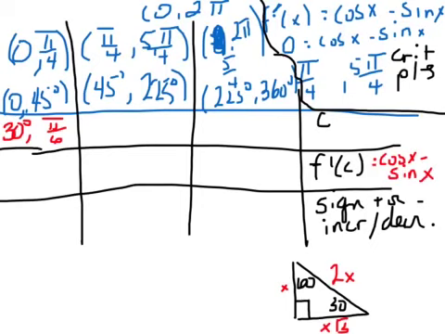Okay, so for 30 degrees, what's the cosine value? It's adjacent over hypotenuse, so it would be x over 2x. That would be a half. But then I have to subtract sine x. Sine x is opposite. Oh, wait a second. That was the cosine value there. Oh, that's what I want. Okay. The sine value is opposite over hypotenuse. I just messed this up.